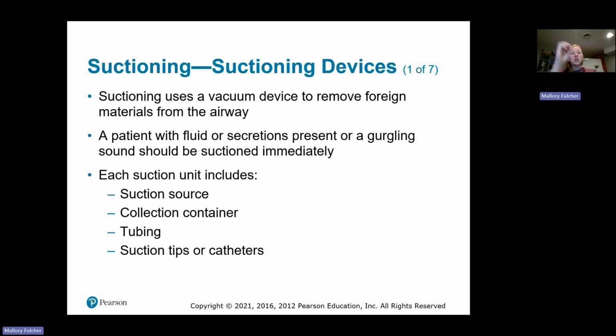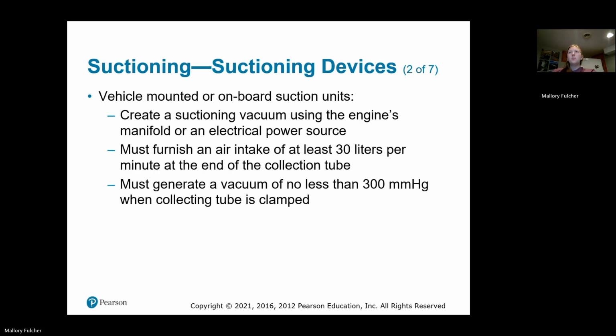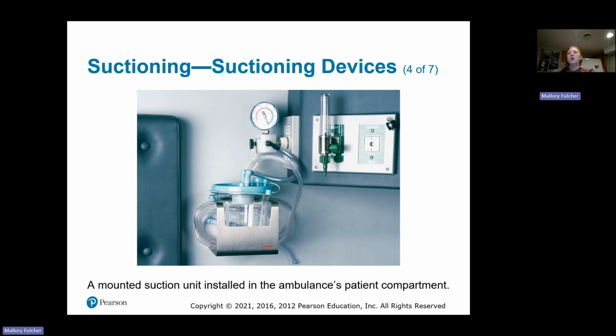Each suction unit should be relatively similar. They should all have a suction source, a collecting container, some sort of tubing, and then a suction tip or a catheter. So this one is one that's mounted to the truck. So you can see it goes into and connects to this little piece here. You've got your tubing. This is a Yankauer tip that's on here. That one is a very common suction tip.